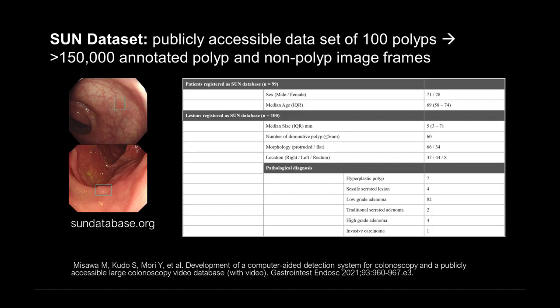The SUN dataset contains image frames from 100 colonoscopies with over 150,000 annotated polyp and non-polyp images. The annotation files for the data contain the bounding box and pathology of each polyp. The SUN dataset has been made freely available by the research team led by Dr. Mori. The link to the dataset is included in the supplementary materials of the attached manuscript. In order to use the Google AutoML platform, the annotation CSV needs to be reformatted using minimal parsing. The code for the parsing is included in the supplementary materials.